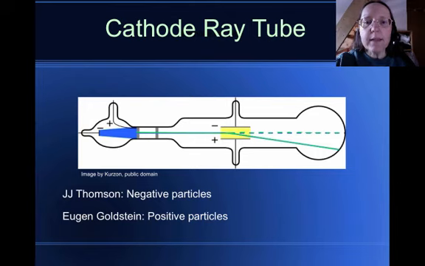Using a similar apparatus, Eugene Goldstein found particles moving in the opposite direction. He used a perforated cathode, which was shifted along the tube so that there was room for particles to move in the other direction. Since these new particles were moving in the opposite direction, emanating from the anode, they were determined to be positive particles. These were named protons. Other experiments that we are not going to go into showed that protons were nearly 2,000 times heavier than electrons.